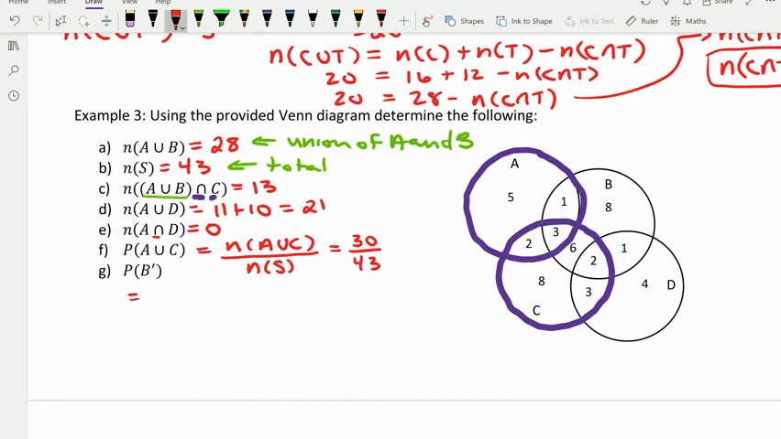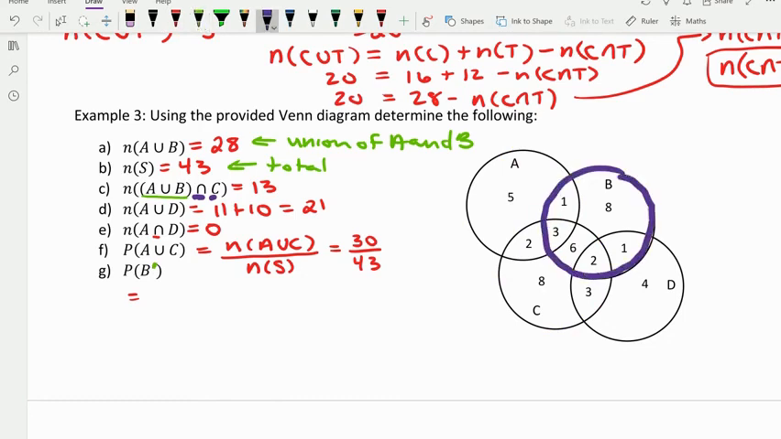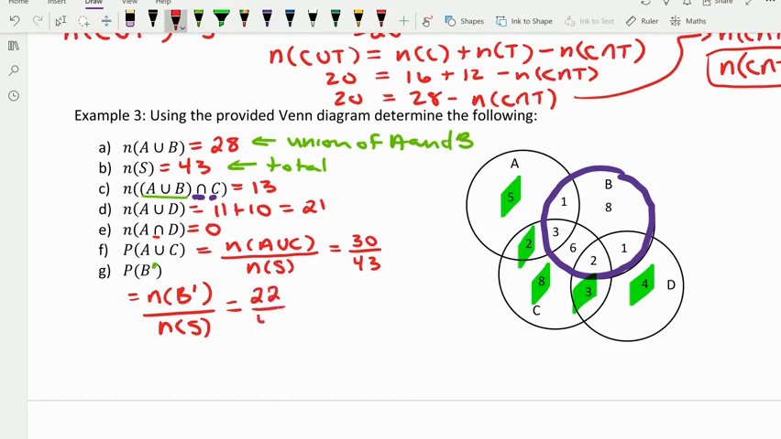Probability of not B. And remember, that little tick right there means not. So not B, the opposite of B. So there's my B circle. If we don't want B, then we want everything else. So we're going to have to add up all of these things that are not part of B. Those things added will be our numerator. So we want the number in not B divided by the total number of things. Again, in this case, adding up those green highlighted, we get 22. We have our total already, 43. Again, it doesn't reduce. And we're done.